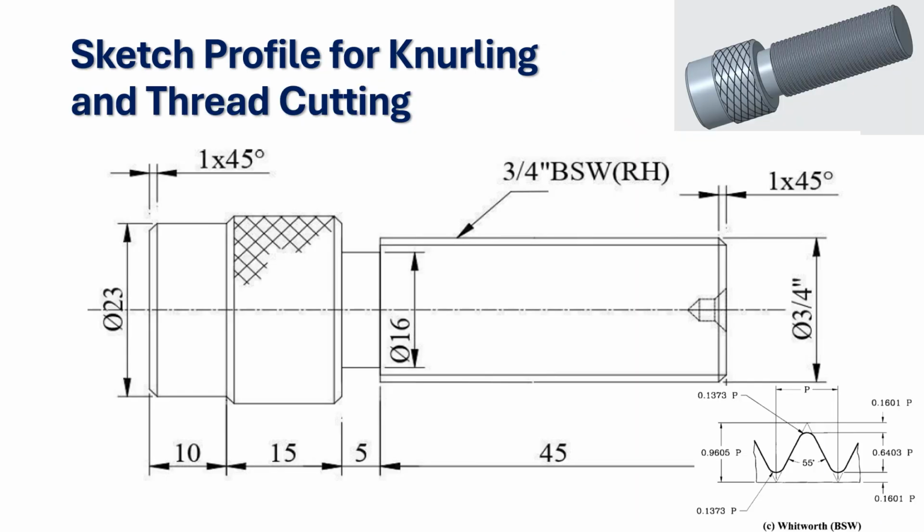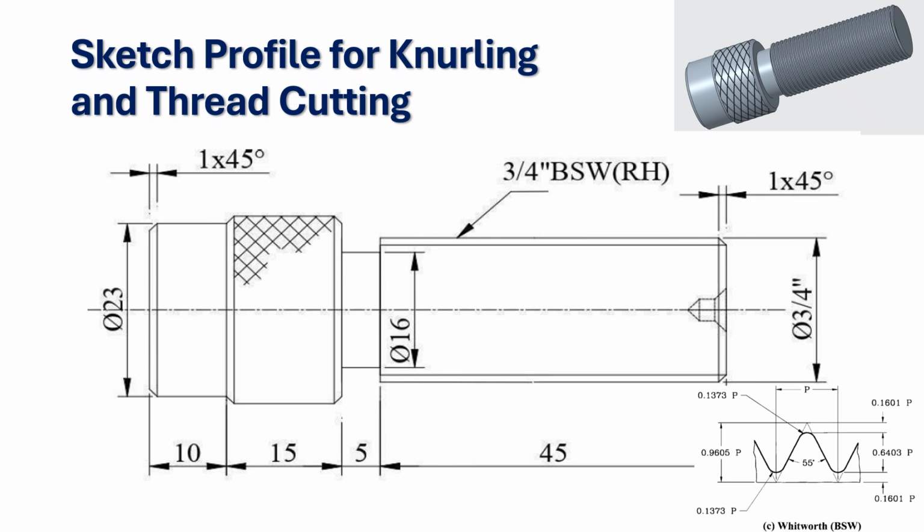This is an input sketch given for our practical lab workshop. We have to use the dimensions here, knurling features and chamfer, and this is BSW right hand side, 3/4 inch thread size. Usually the BSW standard is called the other way around, Whitworth. Whitworth standard dimension is given here. We are going to create a pitch value of 1.5.